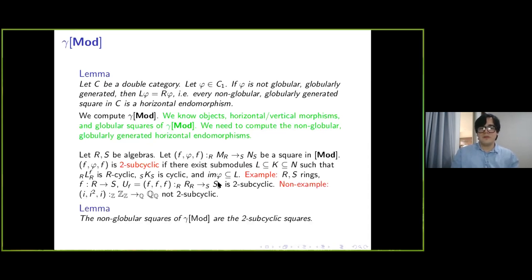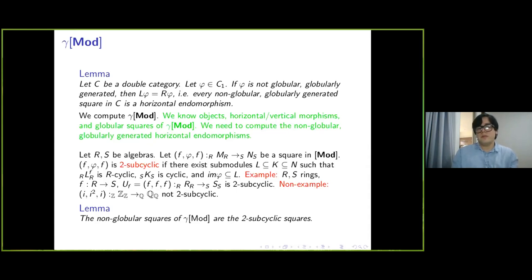An example of an equivariant morphism that is not two-subcyclic is this here. This is the inclusion of Z into Q, and this is the square here. Sorry, there should be a square here and a square here. This is not two-subcyclic because the image of this is not contained in a cyclic submodule of this, because this has rank 2, of course. It's easy to cook up examples of non-horizontal-identity, two-subcyclic equivariant morphisms. So two-subcyclic is just not trivial. It's not every horizontal endomorphism. It's not just horizontal identities.